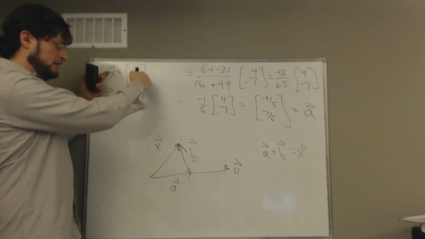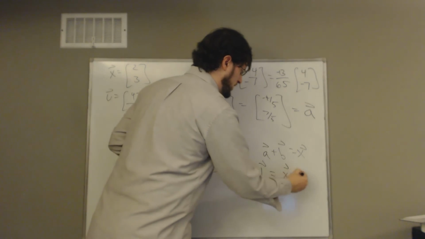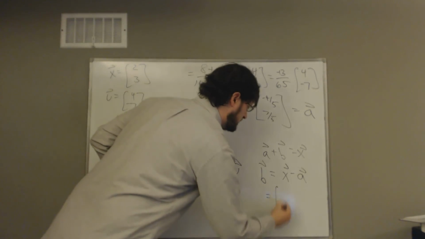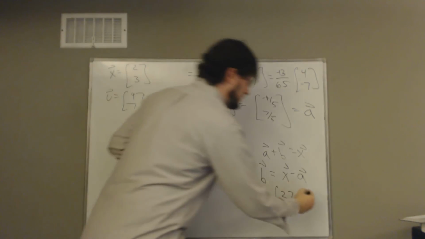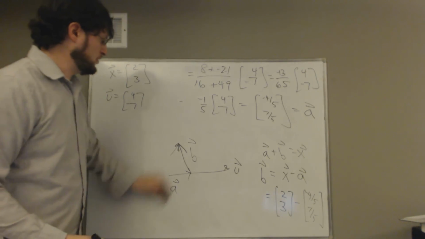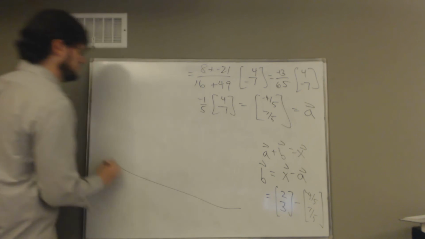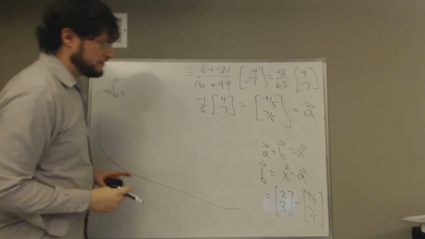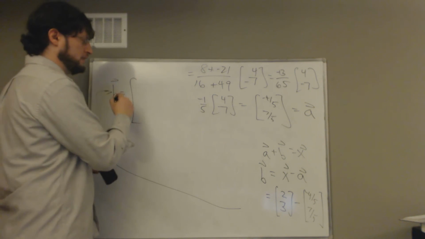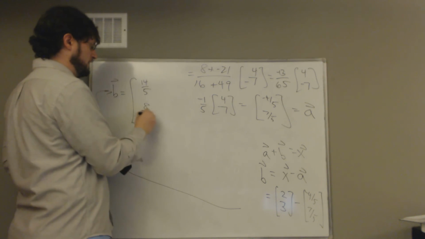Well, I know what x is, I got it. I know what A is, I got that. Which means that all that I need to do is solve for B. B is x minus A, which is 2, 3, minus this vector, minus 4/5, 7/5, which tells me that B is, so 2 minus 4/5, so that's 10/5 plus 4/5 is 14/5. And that's 15/5 minus 7 is 8/5.